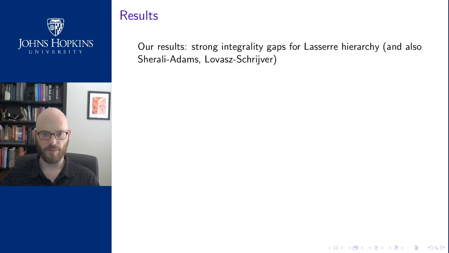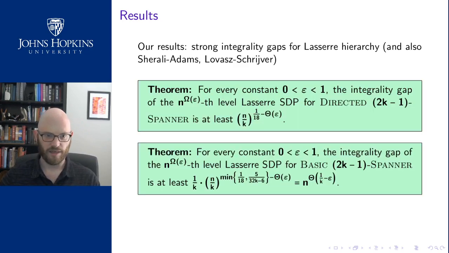Okay, so what do I mean by strong integrality gaps? Here are the formal theorem statements. Let's not worry too much about exactly decoding them. The thing to note is that we go up a lot of levels. Like I said, for efficient algorithms, we want n or maybe log n levels. We're going up polynomial levels. And even at polynomial levels, we show for directed spanners basically an n to the 1/18. So a polynomial hardness.